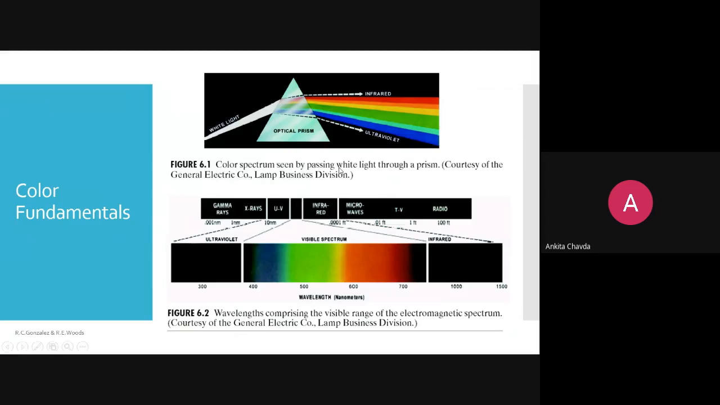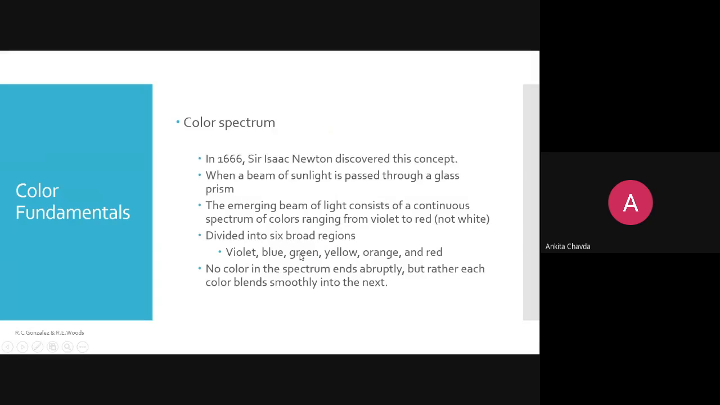Fine. So what is the color spectrum? You have already learned this in your school days, if I'm not wrong. If there is a white light, and it is passed through this prism, right? That would be divided into six color ranges. Those six colors would be violet, blue, green, yellow, orange, and red.